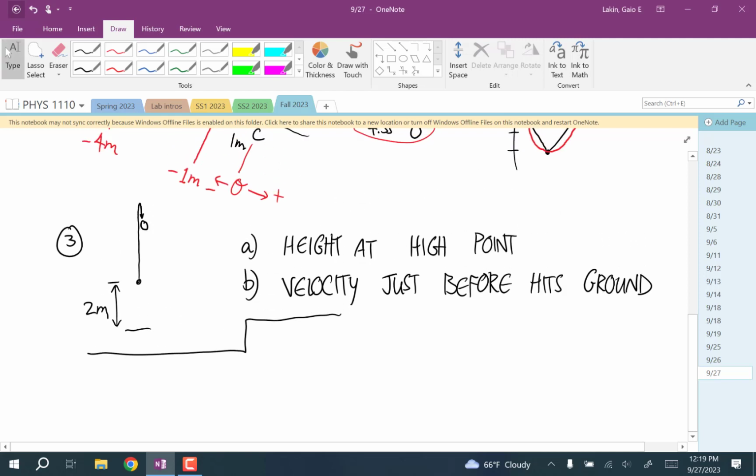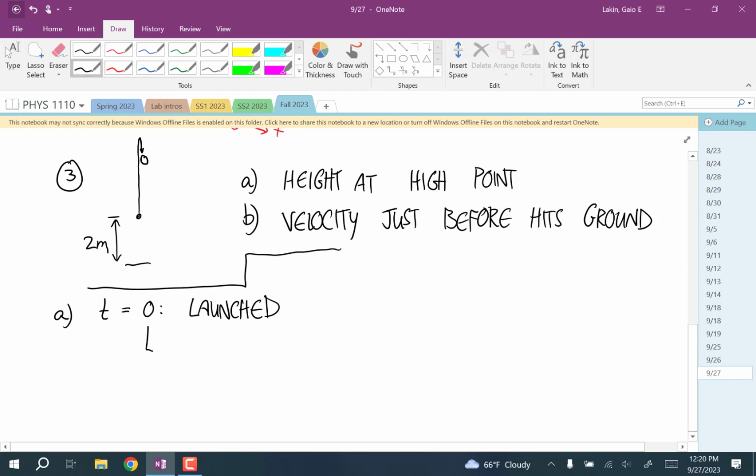Okay, so the first thing we have to do is make our choice of our time equals 0, our time final, and our 0 position and our positive direction. Time equals 0 for part A to figure out the highest point is the instant that it's launched. Time final is the instant that it reaches its highest point.